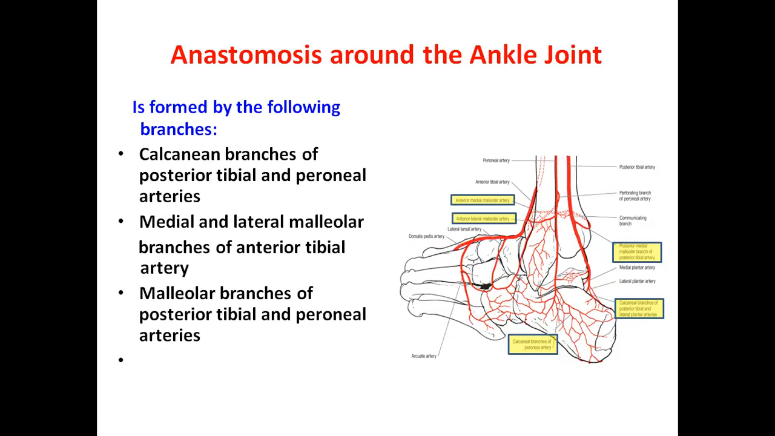Anastomosis on the ankle joint is mainly the calcaneal branches of tibial and peroneal with malleolar branches. Medial malleolar and lateral malleolar from anterior tibial. Similar name, medial malleolar from posterior tibial. Lateral malleolar is from the fibular or peroneal artery. These malleolar branches of anterior, posterior, and peroneal arteries anastomose with calcaneal branches of posterior tibial and peroneal artery. This is the anastomosis around the ankle joint.